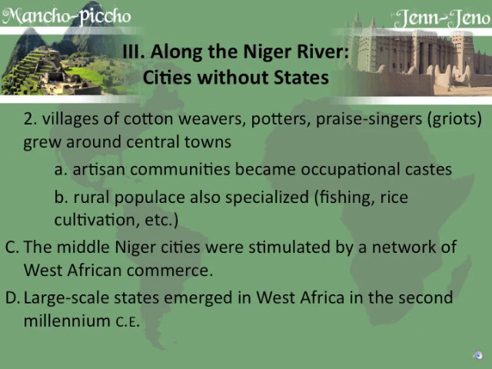Artisan communities became occupational castes, especially artisans who made jewelry, bracelets, necklaces, earrings, and piercings of types that were a little bit more common among your upper class people as well. The rural populace also specialized in fishing, rice, and cultivation. The middle Niger cities were stimulated by a network of West African commerce, which we saw those trade routes on that previous map, and I'm going to show you the map again as well. That will help you out. Large-scale states emerged in West Africa in the second millennium, and we'll be studying those later down the road.